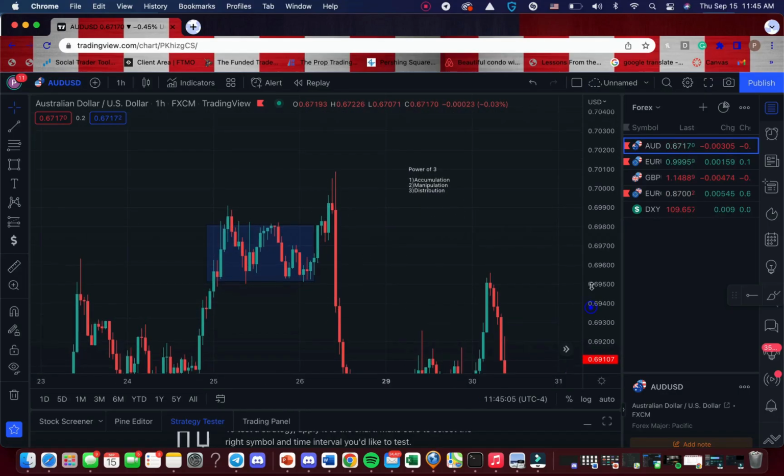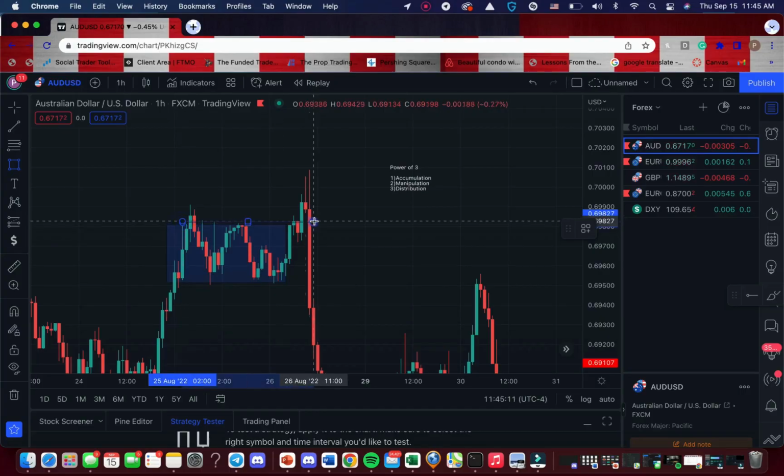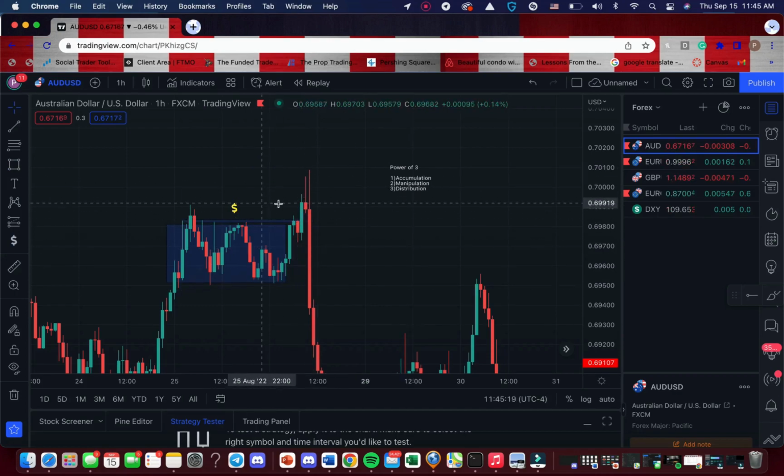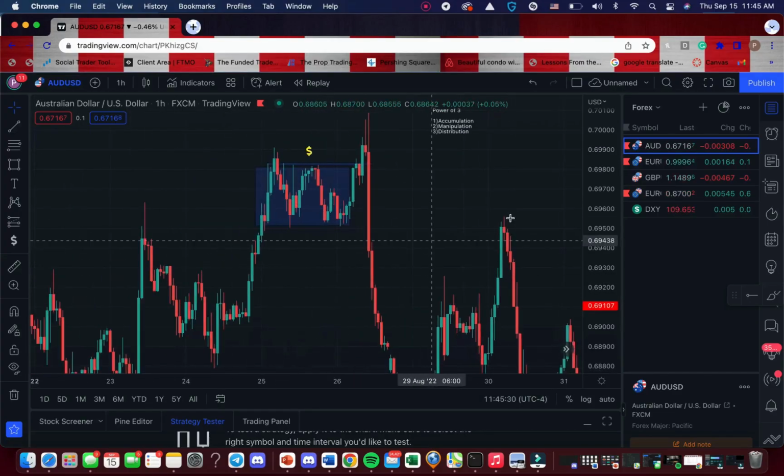The accumulation is when price consolidates and it starts to create these type of equal highs, so you can see right here, and that's when liquidity is formed. And what happens is price manipulates, which is the second stage, comes and takes out these highs, and the third part is once it takes out the highs, once it manipulates the price, it distributes down towards its original trend.